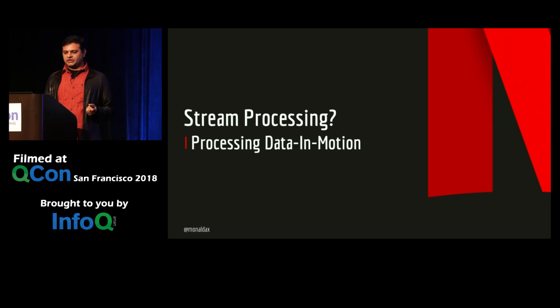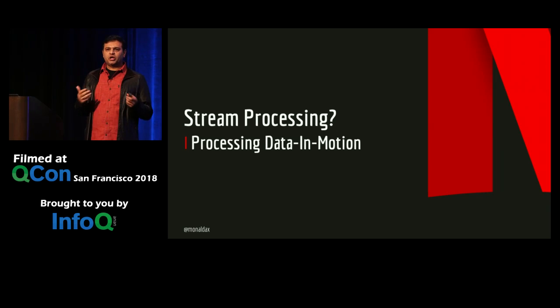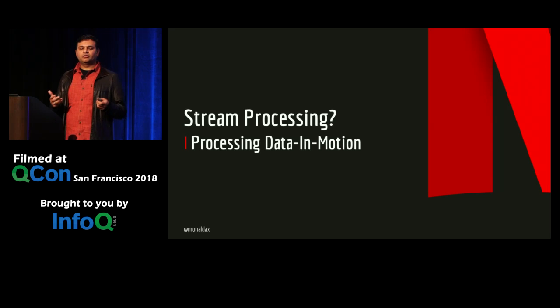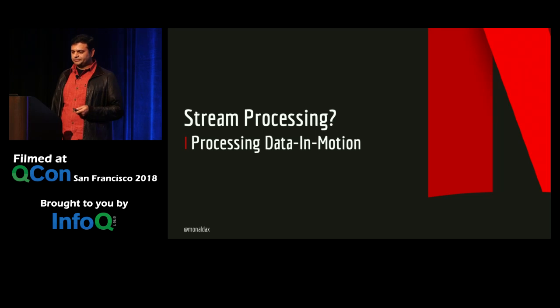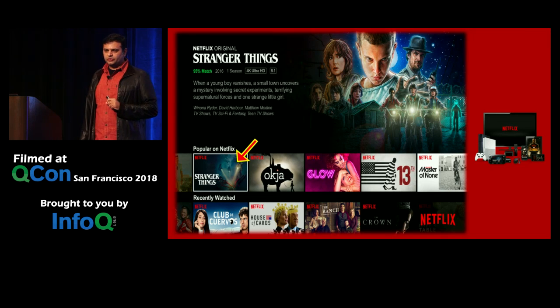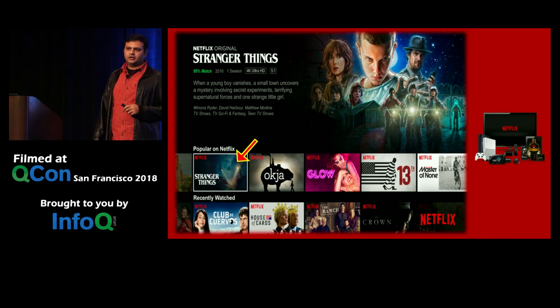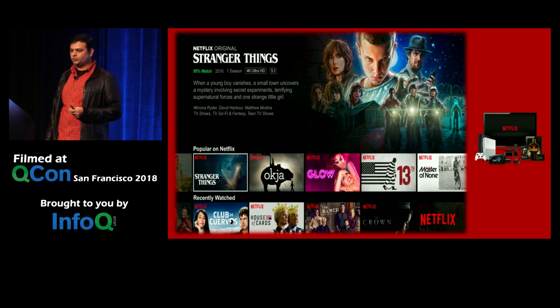So what is stream processing, right? At the very essence of it, you're just processing events as they arrive or as they're produced. Basically, it's nothing but processing data in motion, right? So let's take a real-world example. This is a homepage you might have visited on Netflix, and the user browses around and then picks a movie to watch.